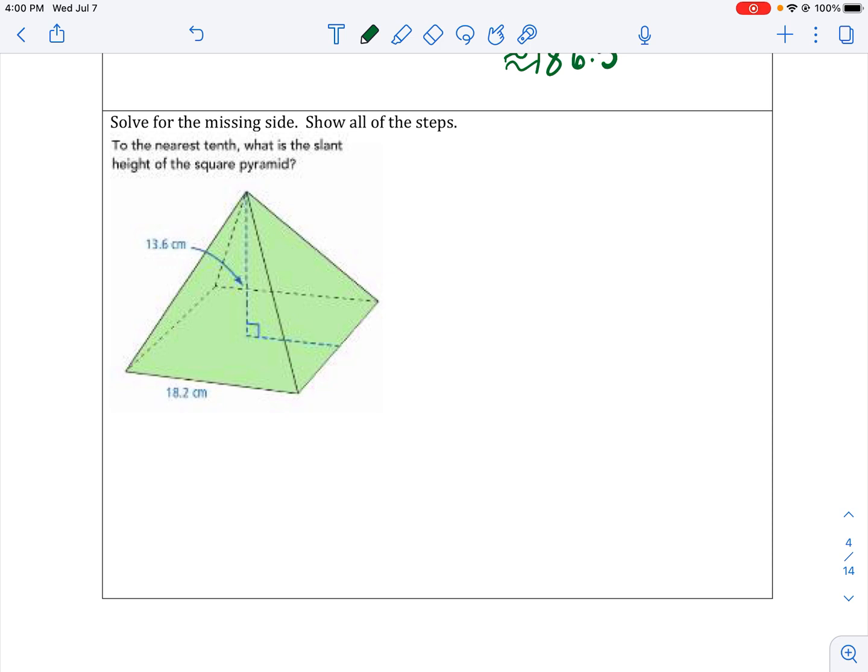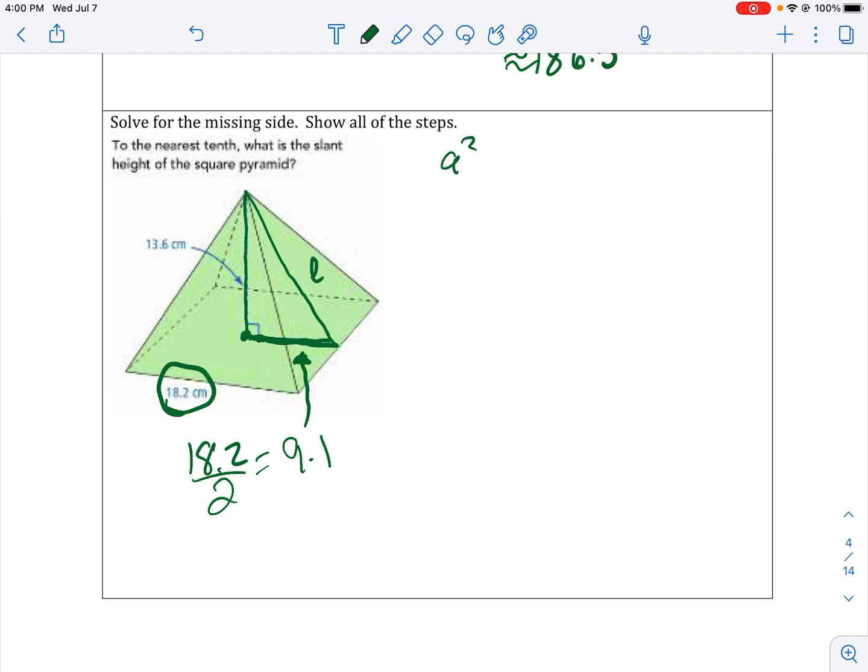All right, again, we have the height. We do not have this side. We're trying to find the slant height. So we need to look at this number. And since the height stops in the very middle of the base of a pyramid, that means that this leg of a right triangle is going to be exactly half of that number, which is 9.1. So this leg is 9.1.